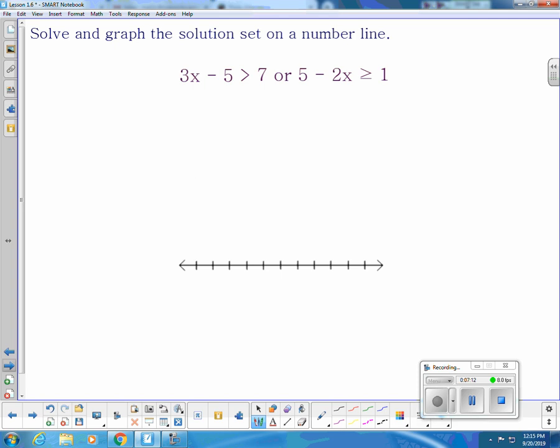Here we go. Solve them separately. So we're going to add the 5, and we're going to divide by 3. That's one answer, one solution set. Over here, we're going to subtract the 5 and divide by a negative, flip my symbol, 2.